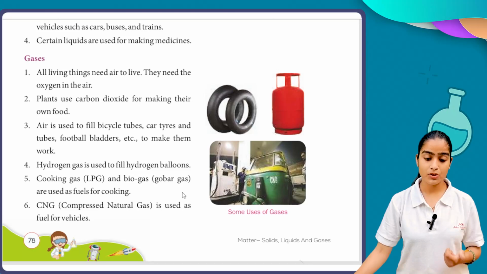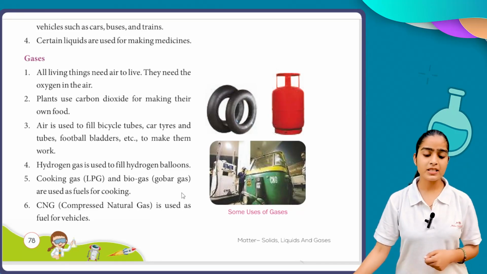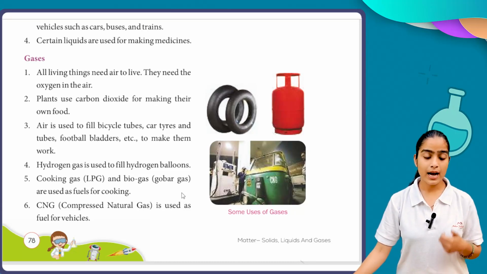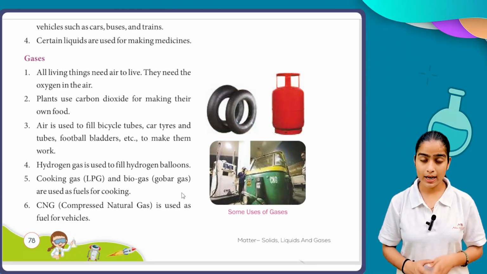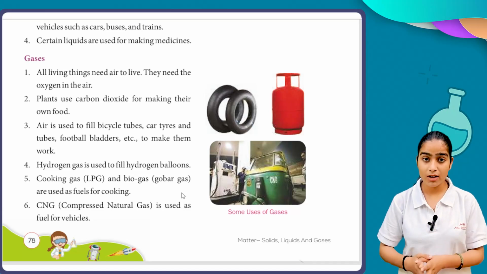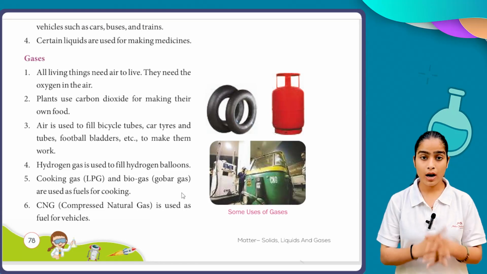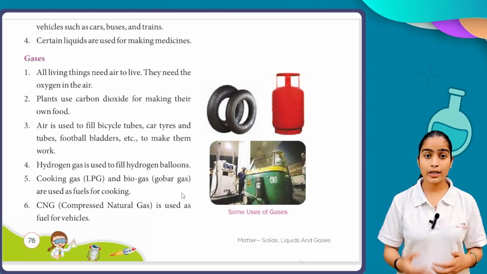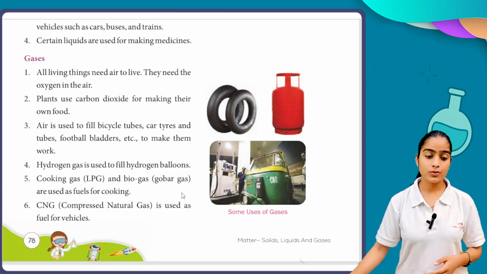Cooking gas, LPG, and biogas, gobar gas, are used as fuel. And CNG, compressed natural gas, is also used as fuel for vehicles. So what we understand here is that gas also plays a very important role in our life. It is very important for our survival. It is an important fuel for our vehicles and for cooking, and we use air for filling our tires and a lot of things like this. So these are the uses of gases.